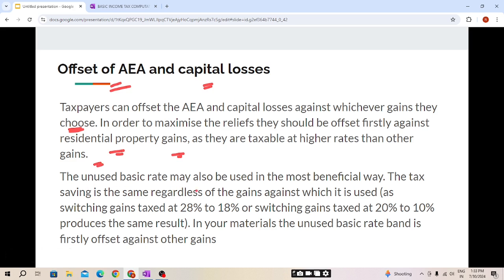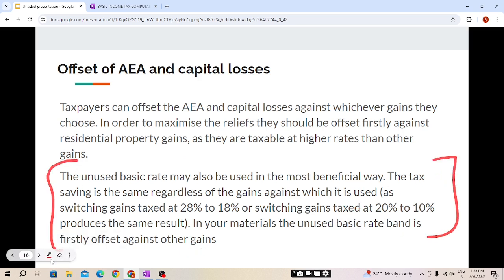The unused basic rate band may also be used in the most beneficial way. The tax saving is the same regardless of the gains against which it is used, as switching gains taxed at 28% to 18% or switching gains taxed at 20% to 10%. In your materials, the unused basic rate band is firstly offset against other gains. So students, this is very complex, no need to deal with this. This is only an example, a general understanding you need to have. I'll be giving an example.